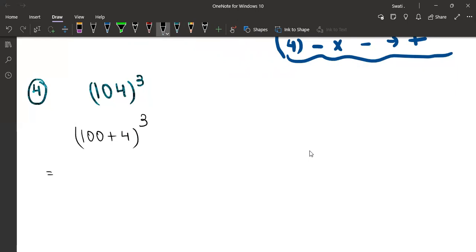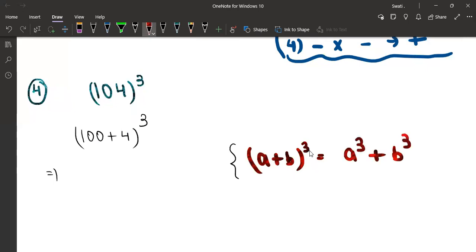And now we already know the formula for a plus b whole cube, right? So let's write down the formula also. It is a plus b whole cube. It simply says a cube plus b cube plus 3a square b plus 3ab square. So here I have just multiplied. See, what we had seen there is a cube plus b cube plus 3ab in bracket a plus b. But of course, when you use the distributive property, it will be the same.